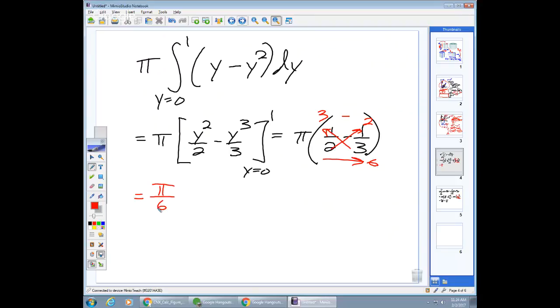So we should get the same pi over 6 we got before. And then the question is, which is easier, the shell or the disk for a particular problem? Sometimes the shell is way easier, sometimes the disk is way easier, sometimes they're both about the same. Unfortunately, you never know until you've tried or you've seen it before. Okay. Let's try another one.